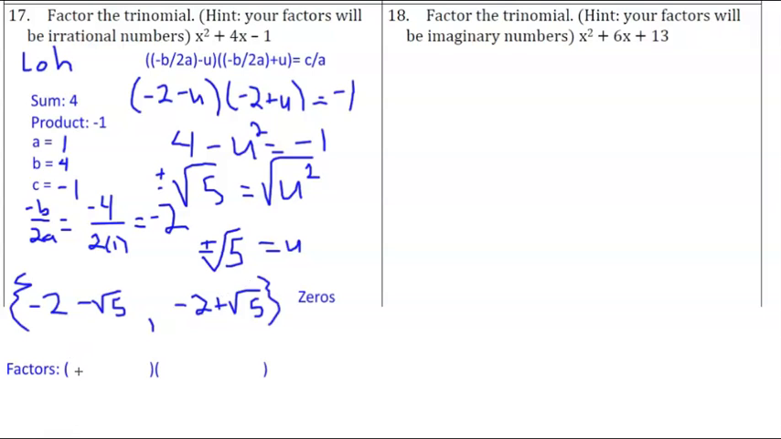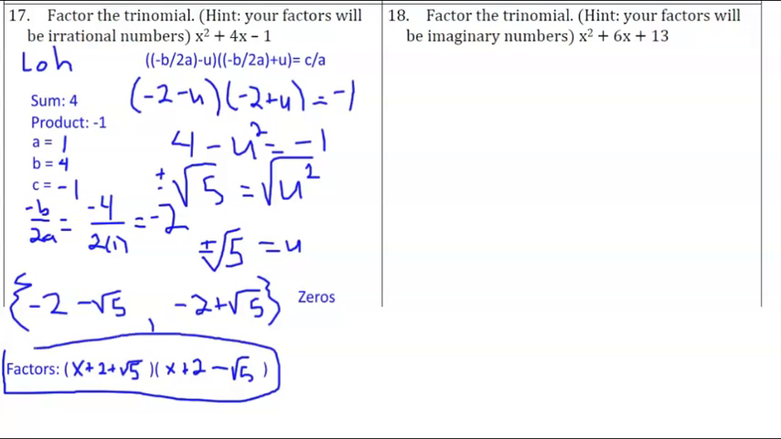Now to get the factors, we just put x and then we change the sign. So x plus 2 plus the square root of 5 times x plus 2 minus the square root of 5. And those would be our irrational factors. You only need to find irrational factors if it says to do so, or if it says to find the other zeros.